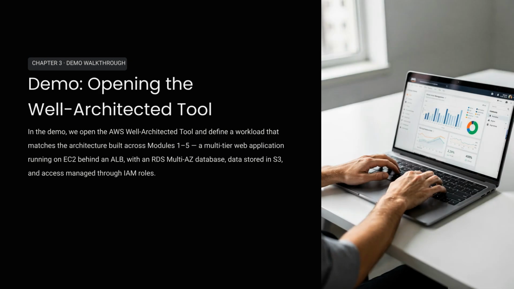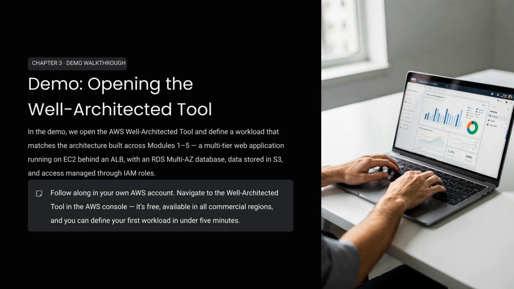In the demo, we open the AWS Well-Architected tool and define a multi-tier web application workload. This architecture includes EC2 behind an ALB, an RDS multi-AZ database, S3 storage, and IAM role access. Feel free to follow along in your own AWS console.